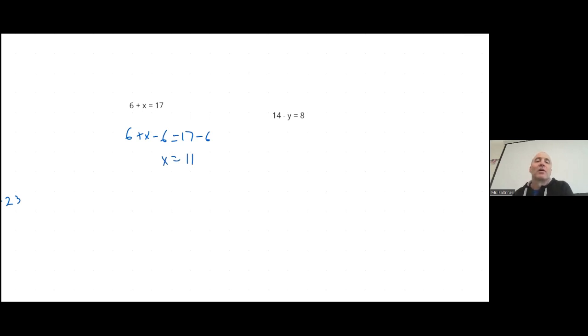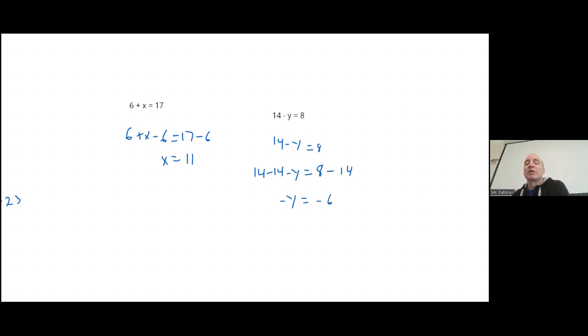Let's look at this one real quick. We got 14 minus y equals 8. It's a little bit weird because we're going to get this minus y, but you're going to see how this works. So we're going to do 14 minus 14, because this is a positive 14, minus y equals 8 minus 14. Okay, bear with me for a second here. Because we talked about how to do these earlier. So 14 minus 14 is 0, leaving minus y. And 8 minus 14 is negative 6, right?